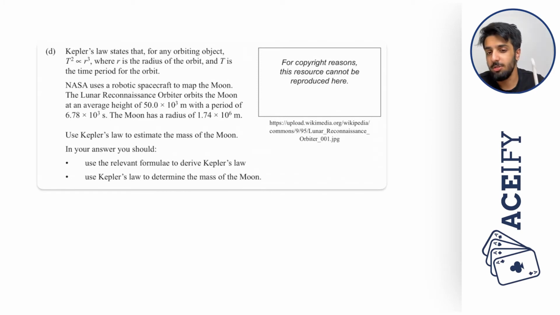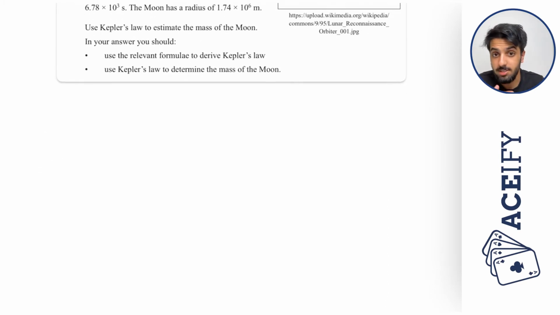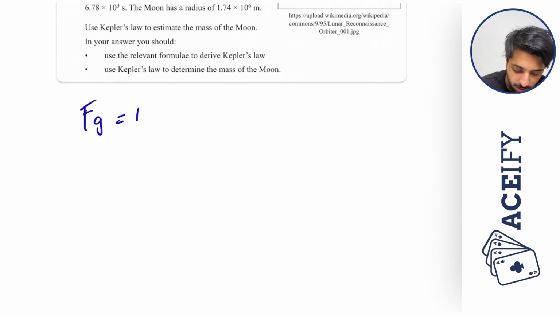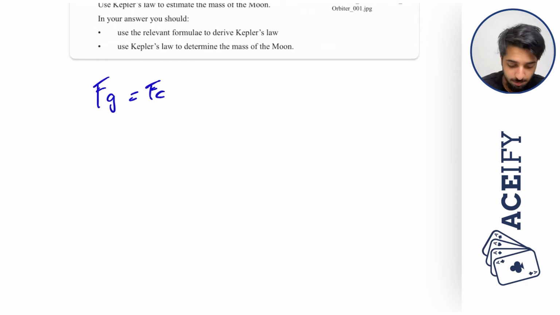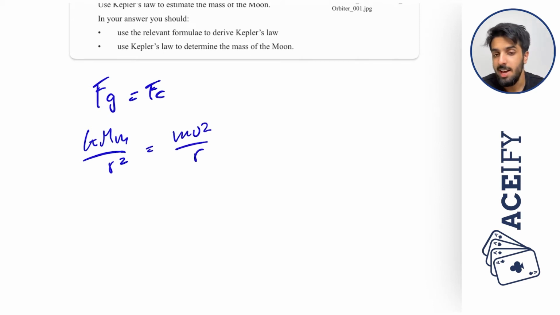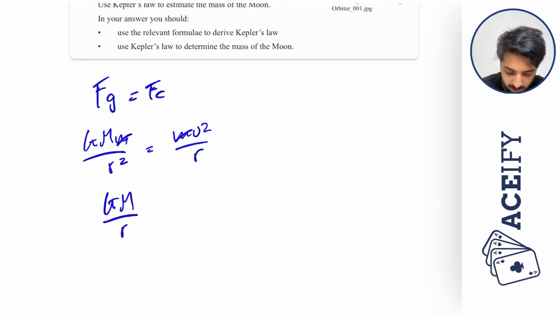And in our answer, we should derive Kepler's law, and also use Kepler's law to determine the mass of the moon. So if you haven't seen it already, I have a full video on how to derive Kepler's law. Kepler's law is basically going off the same principle that we used in the previous question, where our Fg is equal to our Fc, and so therefore our G big mass, little mass, all over r squared is equal to mv squared over r. Again, we can cancel out our masses, and we get GM all over r squared is equal to v squared all over r.